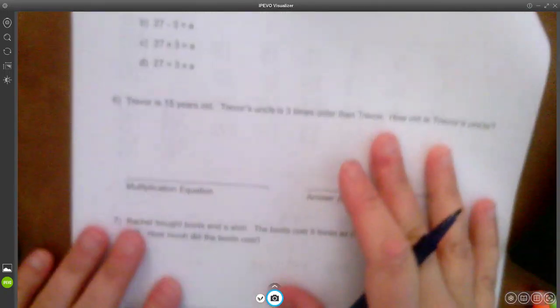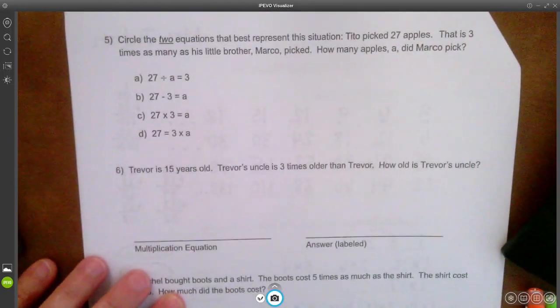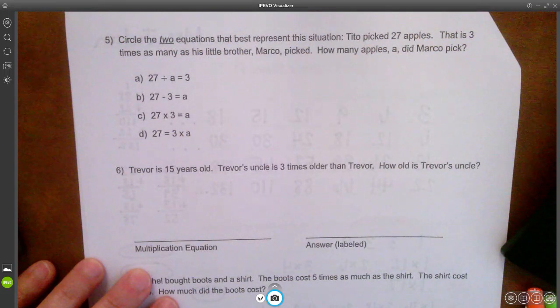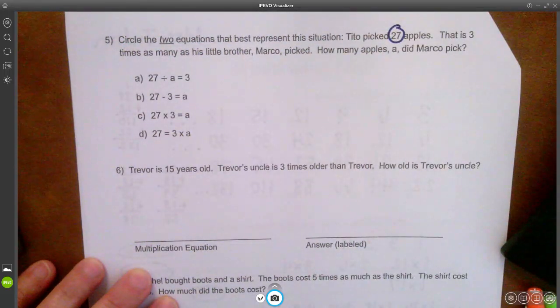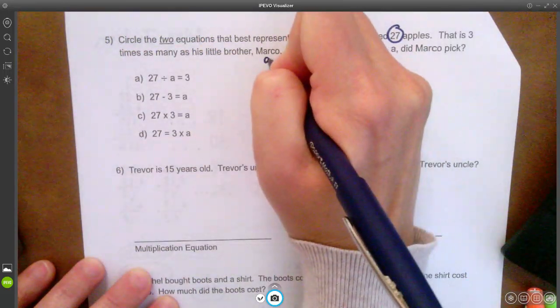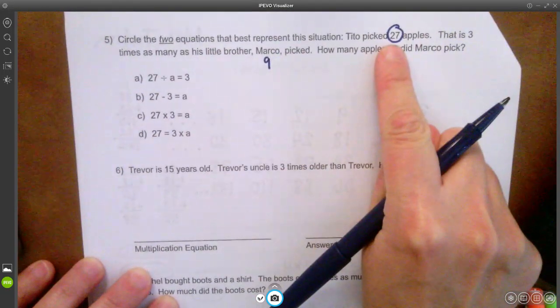Okay, multiple choice. It says circle the 2. Let me get the focus here. Circle the 2 equations that best represent this situation. So I'm going to be circling 2 of those letters. Tito picked 27 apples. That is 3 times as many as his little brother picked. So I know that his little brother picked 9. So Marco is 9 because 9 times 3 is 27.